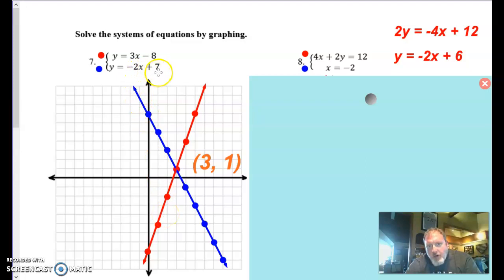Second equation, our y-intercept is 7 with a slope of -2. So now we are going to go down 2, right 1 to make our line.